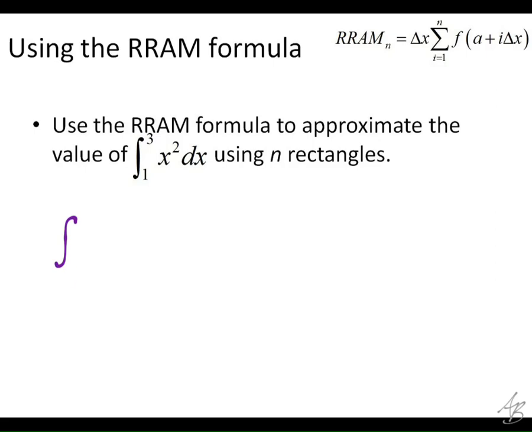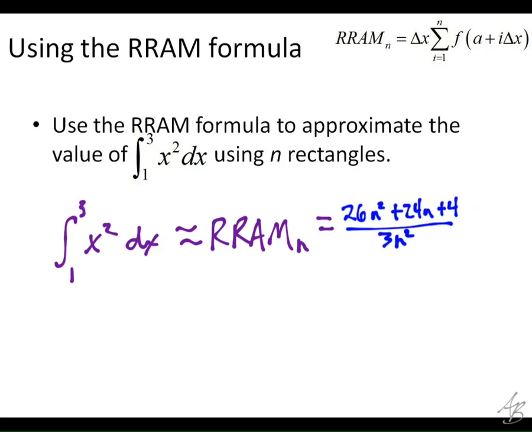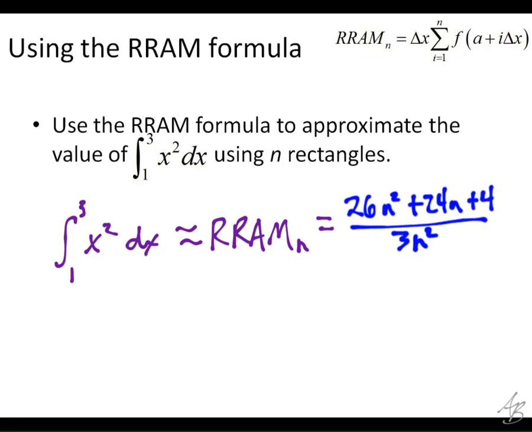So we said that the integral from 1 to 3 of x squared with respect to x is going to be approximately equal to RRAM n, which we did some fancy calculations and had to remember some stuff from freshman year algebra, and we ended up getting this expression right here. So this integral is approximately equal to this for any value of n. Now, the smaller that n is, the worse the approximation is going to be. So we said we want to make this really big.